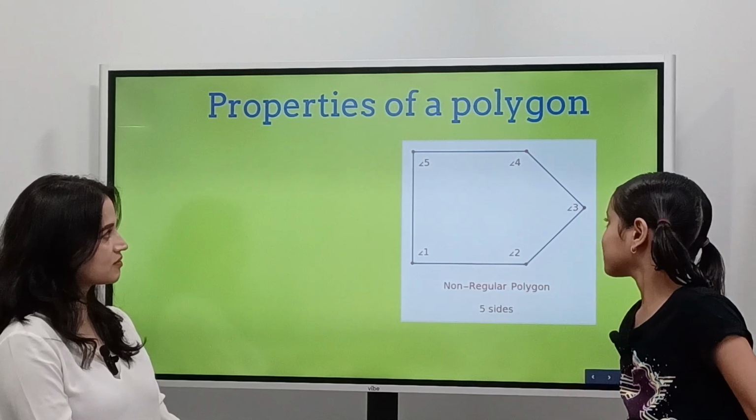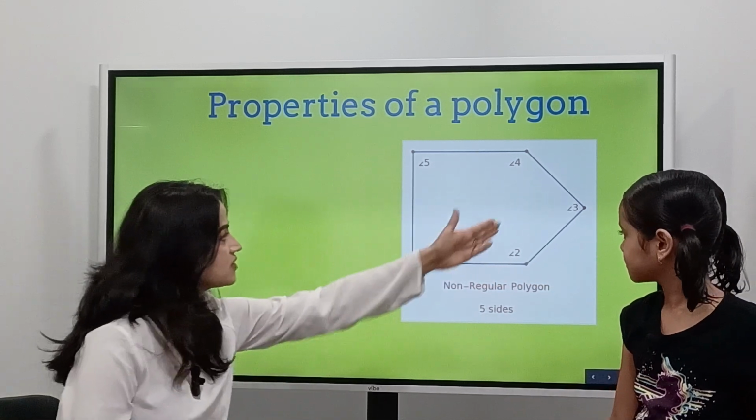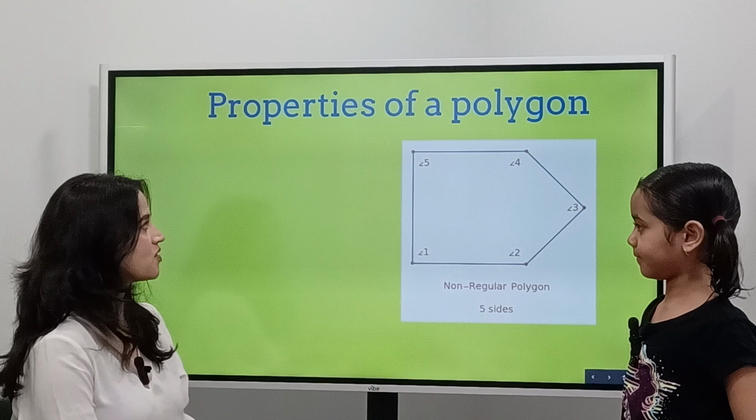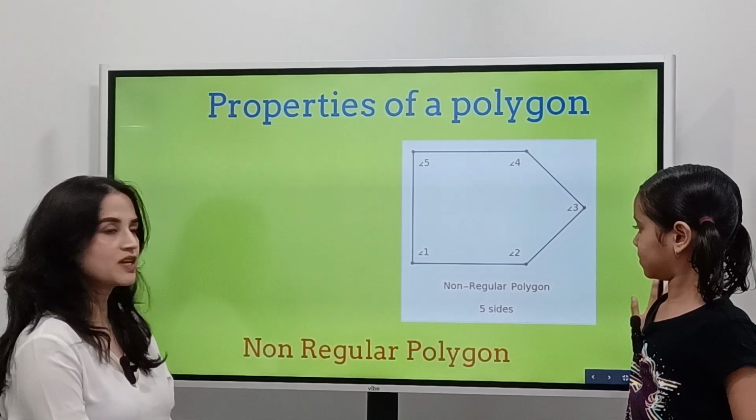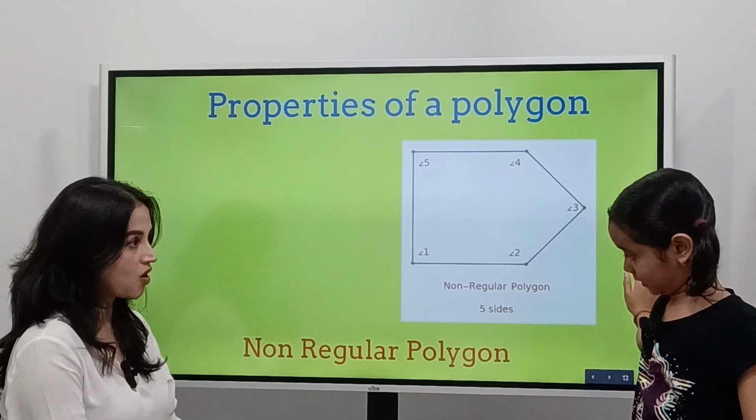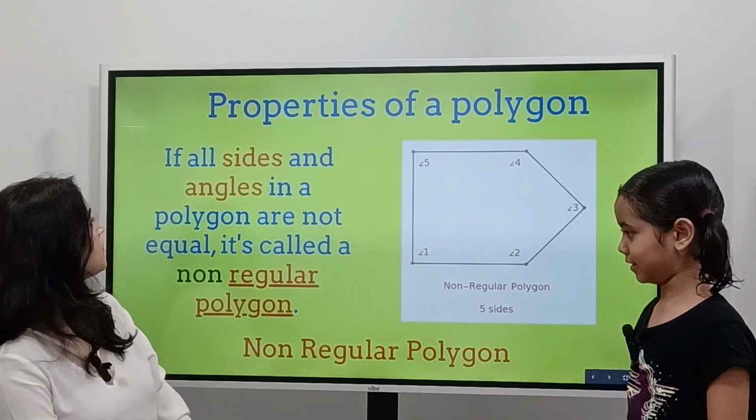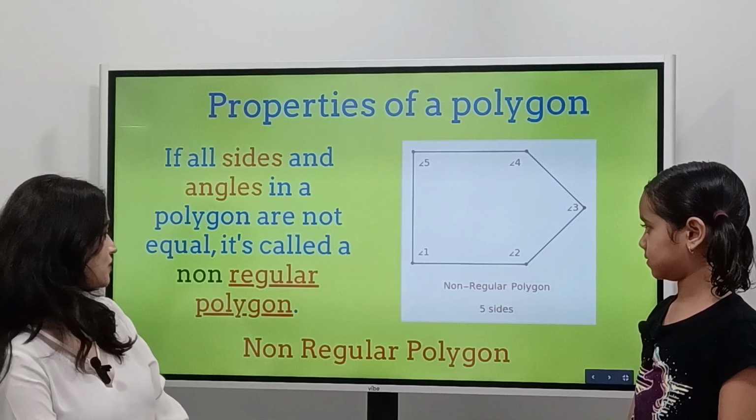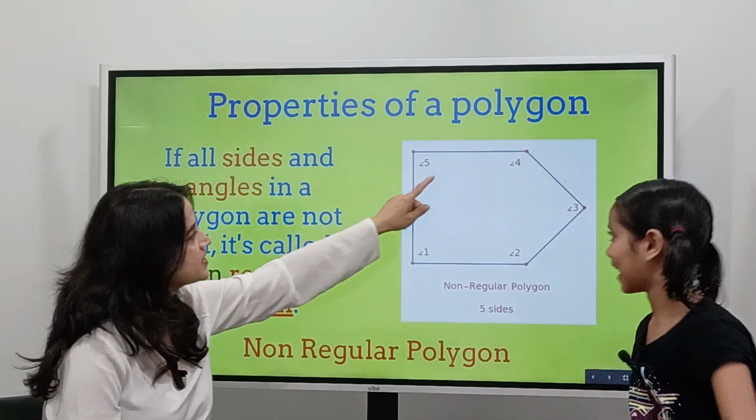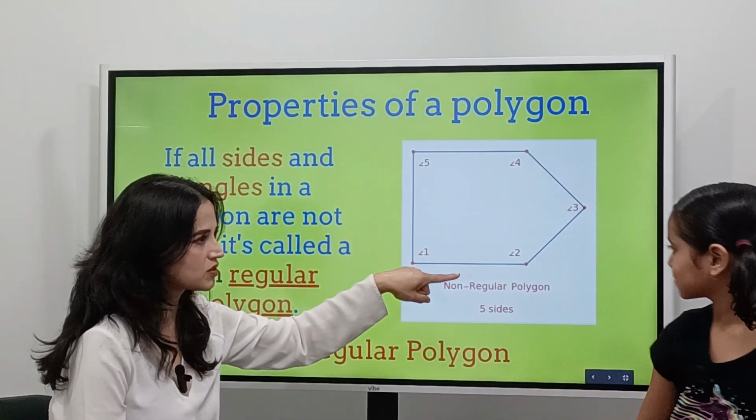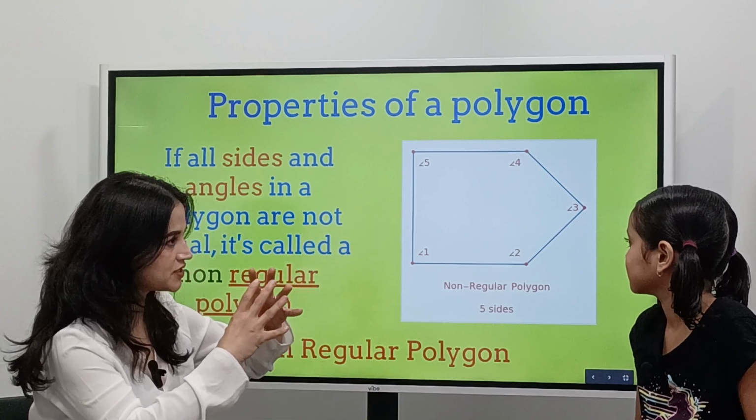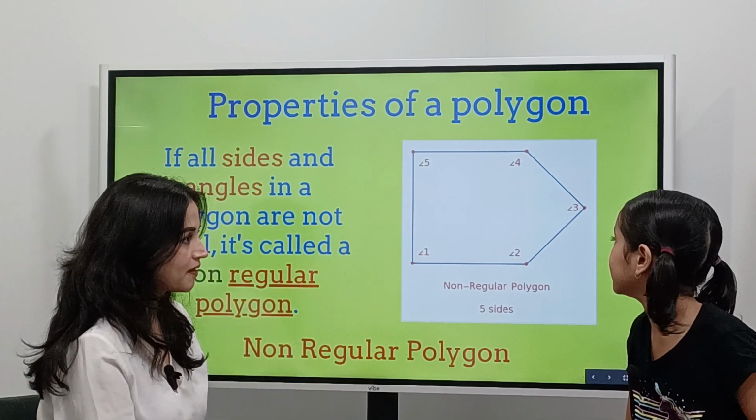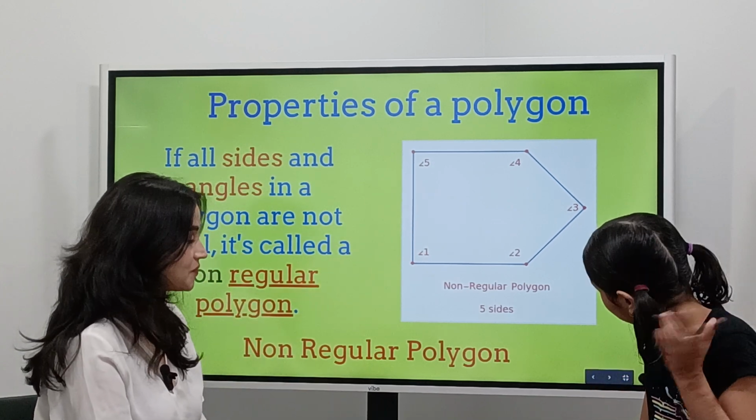So each of the angles is different. It's not the same. Yeah, 1, 2, 3. Interior angles are all different. So that's why it's a non-regular polygon. If the sides and angles in a polygon are not equal, it's called a non-regular polygon. You are right. See the sides here, they are not equal, but they are all interconnected, right? And they have different angles.